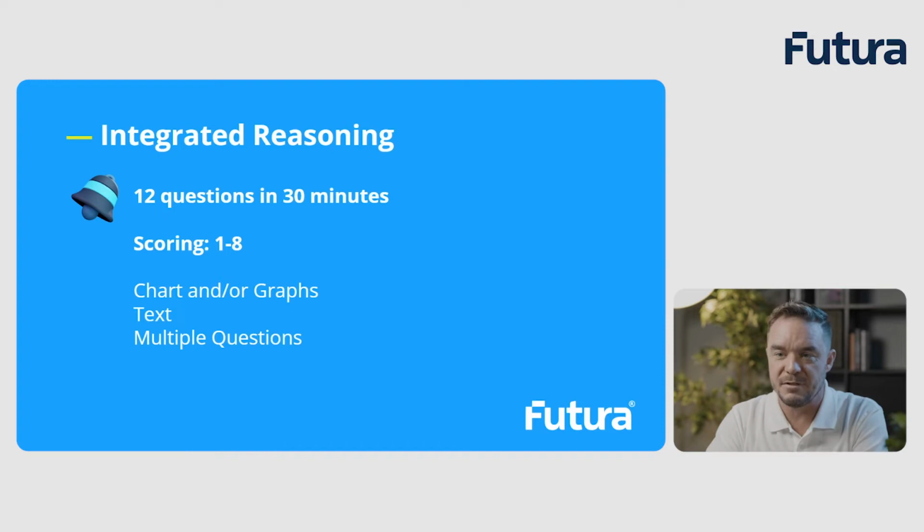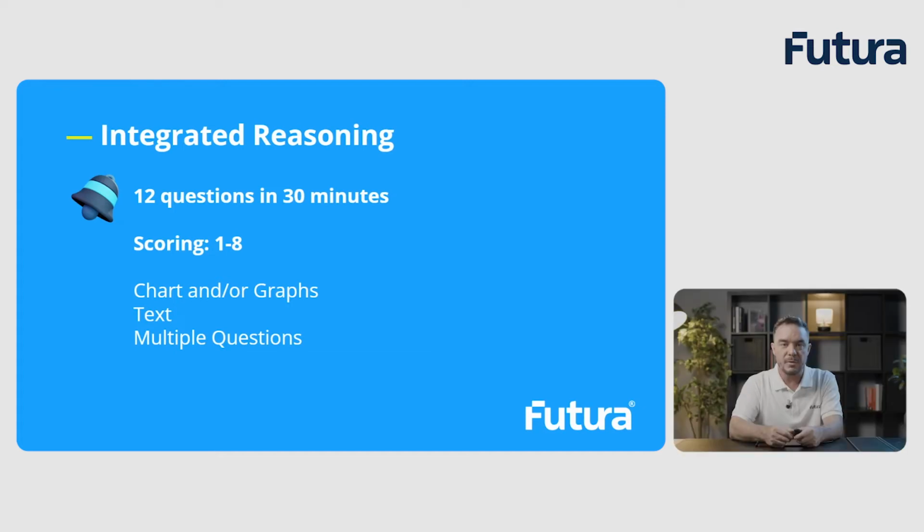The third section is integrated reasoning. There's 12 questions to be answered in 30 minutes. Scoring is between 1 and 8. And it's kind of a mix between quant and verbal. So you'll be given some graphic representation of data, as in a chart or graph. And then you'll be given a paragraph that tells you all about that information. And you'll be asked multiple questions. If you don't get all of the questions right, you don't get credit for that question.